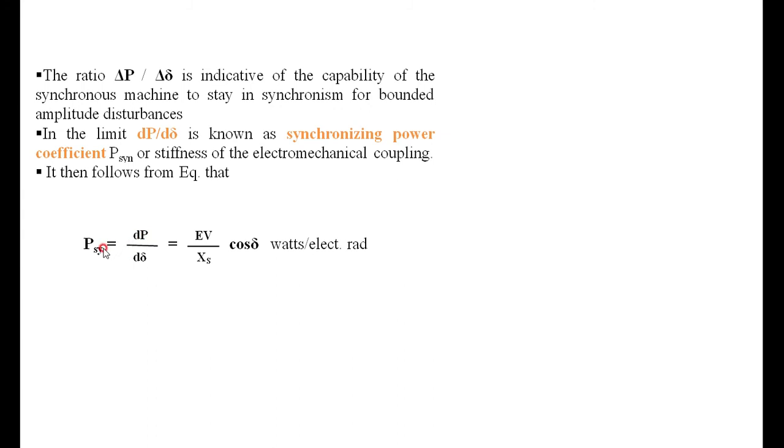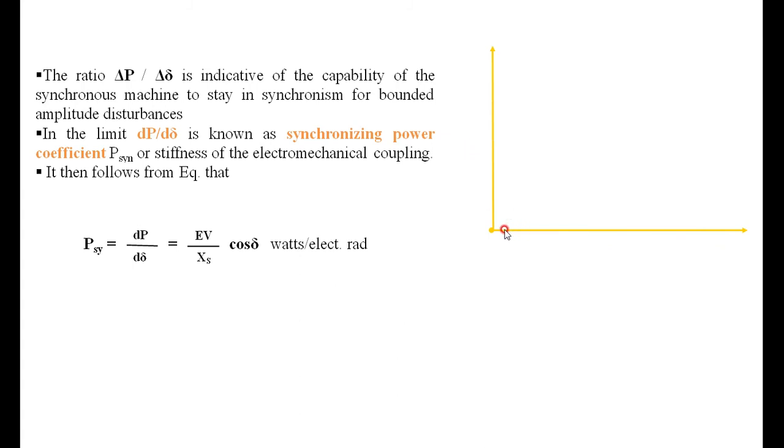That is, the limit dP by d delta is known as the synchronizing power coefficient, or P synchronous, or stiffness of the electromechanical coupling. These are the different names given for synchronizing power. Then how to find that dP by d delta? From the power angle equation, we have P equal to EB by X sin delta. Therefore, dP by d delta is nothing but EB by X cos delta, in watts per electrical radian.